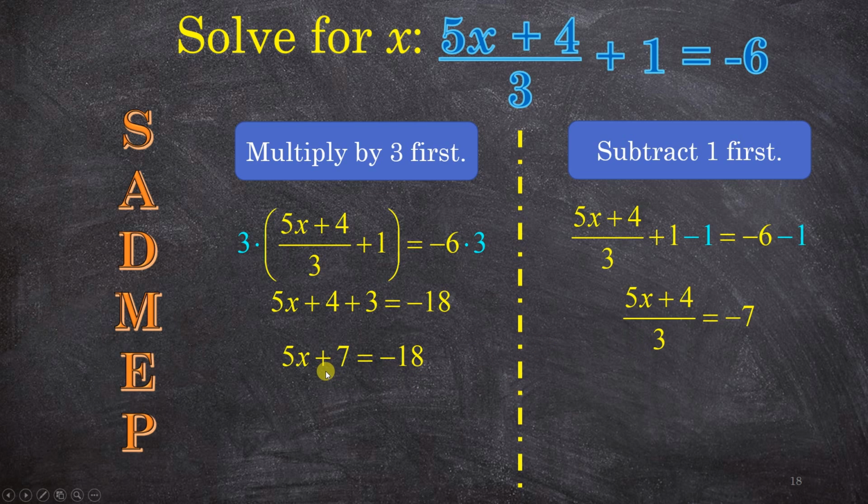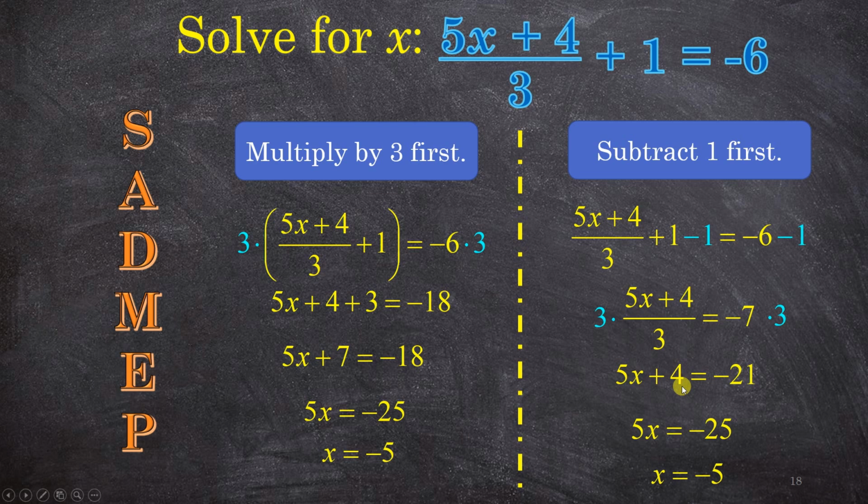We're going to multiply this one by 3. We're going to subtract 7 over here. No problems. So when we multiply this by 3, the 3 is reduced. We get negative 21. And from there, you're just going to use your inverse operations. You're going to subtract 7 over here. You're going to subtract 4 over there. Either way, you get x equals negative 5.